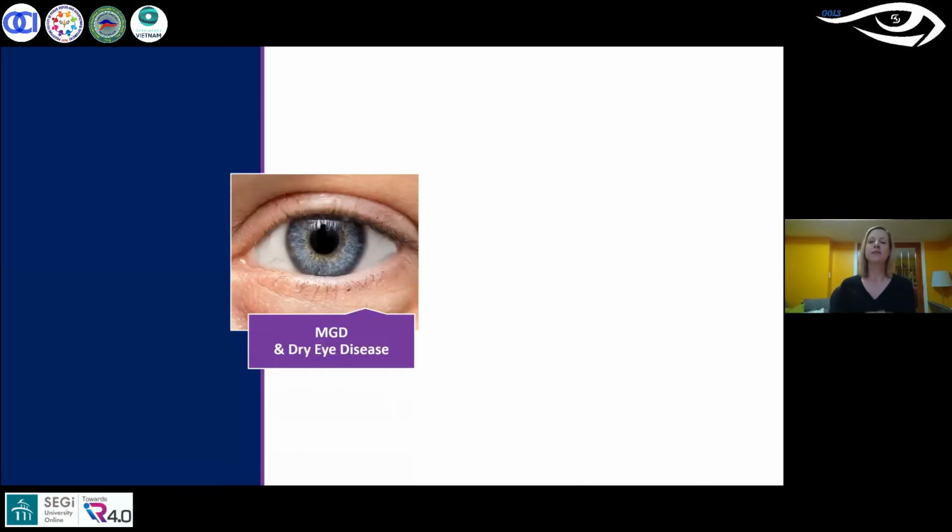So we're going to have a little journey through some of the basics, just to remind ourselves around MGD, dry eye disease, and how contact lens wear can affect the tear film and lipid layer too. We'll have a little look at clinical diagnosis and then move into some of the evidence. Some of that evidence is fairly new, which is why it's important to share this for both dry eye and contact lens wearers and how we can help them.